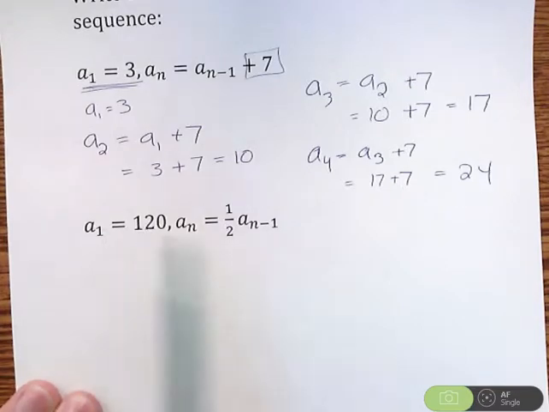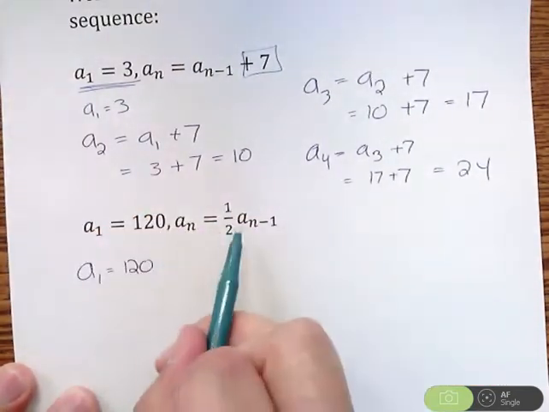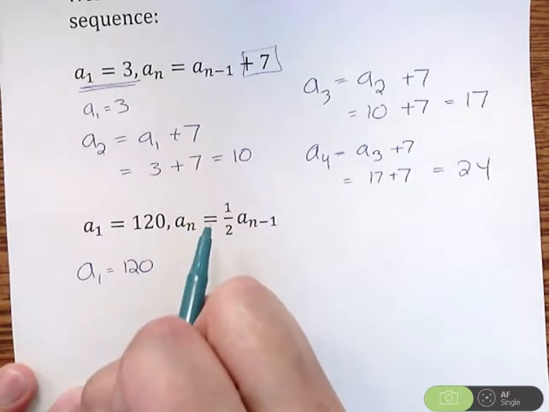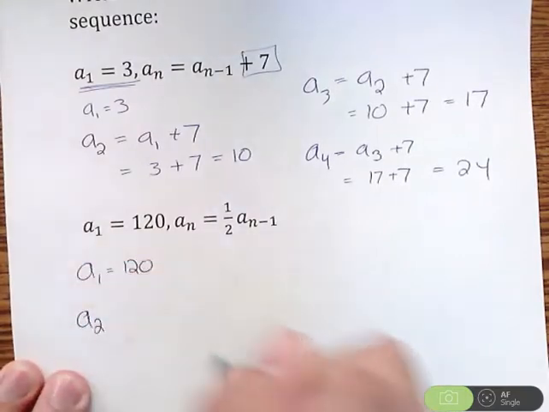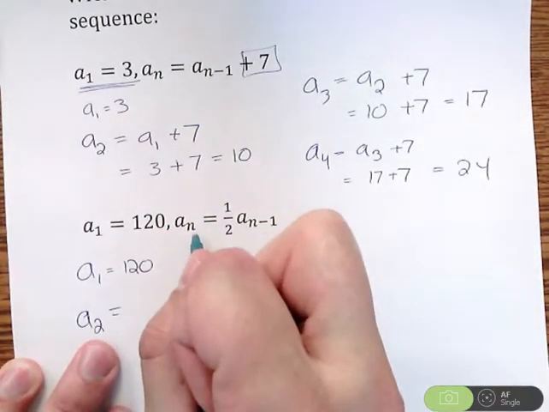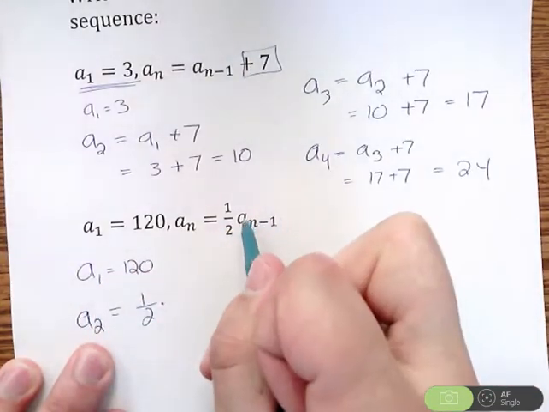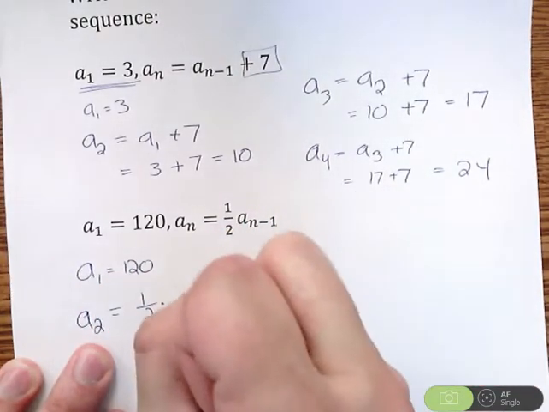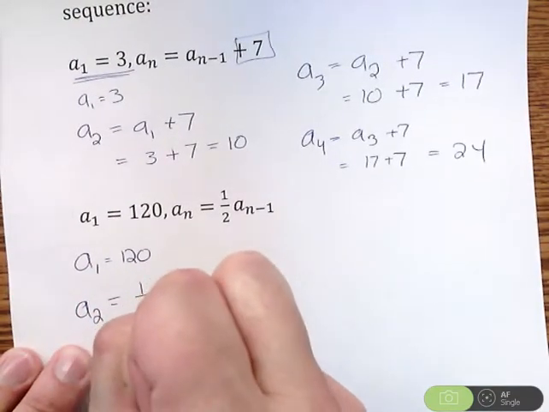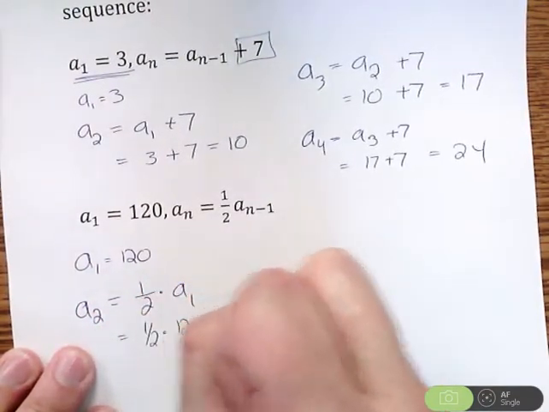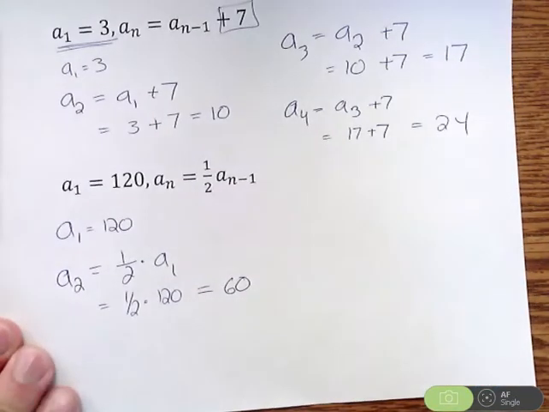They give you a1 is 120, so I know my first term, so that's a good start. But if I want to know future terms, I'm going to take an equals 1/2 times an minus 1. So if I want to know a2, I replace my n with 2, and I'm going to have 1/2 times a2 minus 1, which is a1. So 1/2 times a1, which is 1/2 times 120, and 1/2 of 120 is 60. So my second term is 60.